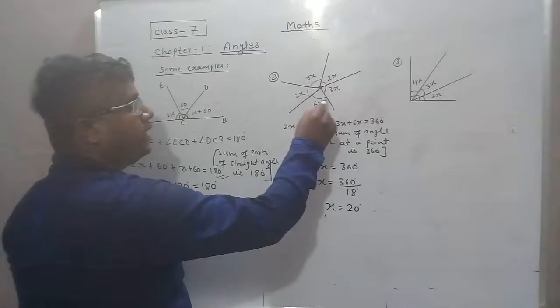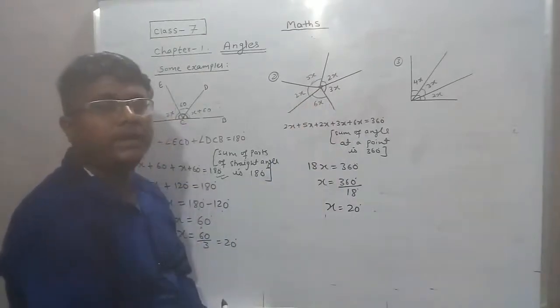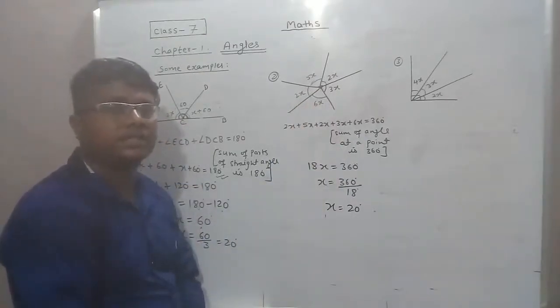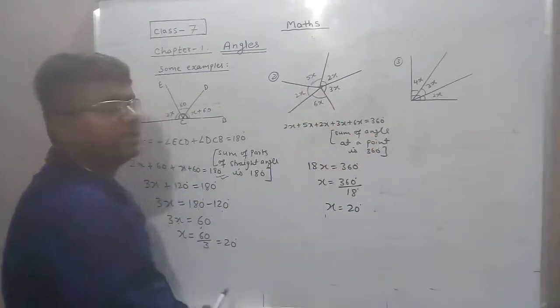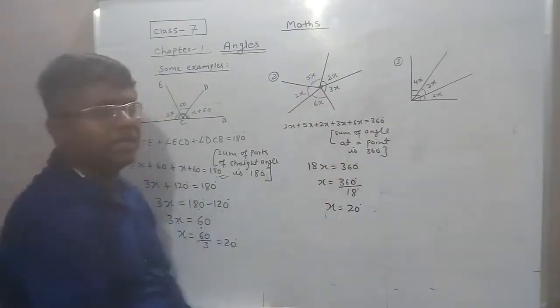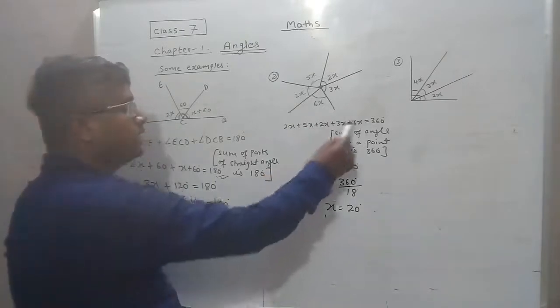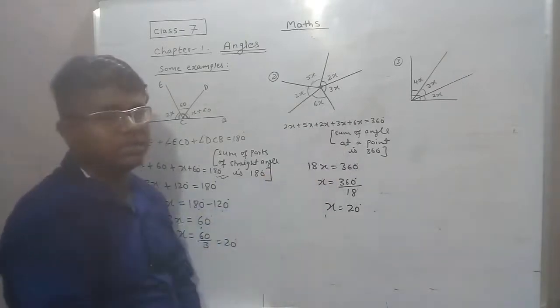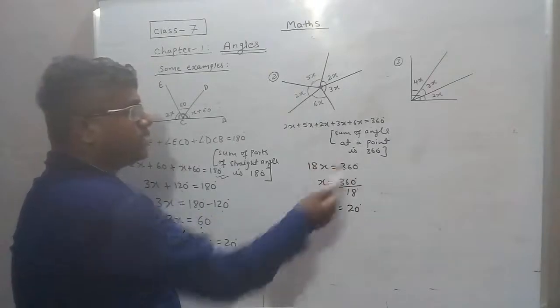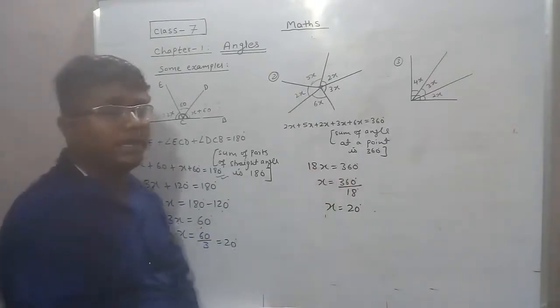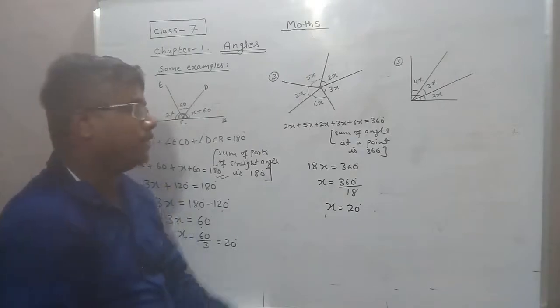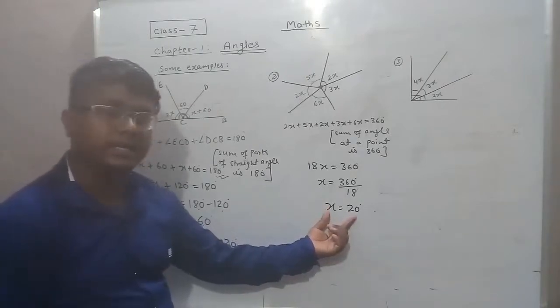Around this point there are many angles, but what we know is that the sum of angles at a point is 360 degrees. So I have added all these angles and written here 360 degrees. The reason is that the sum of angles at a point is 360 degrees. So adding all of this, we get 18x is equal to 360 degrees. It is multiplying here, so it will go to the right hand side and divide, and we will get the value of x as 20 degrees.